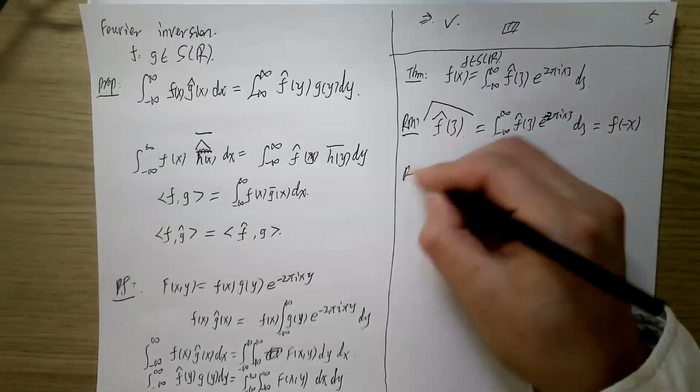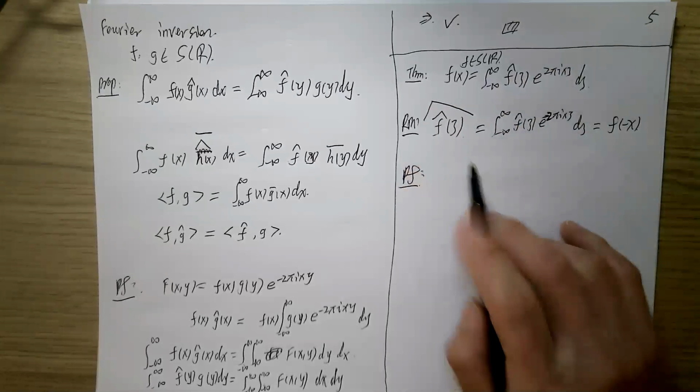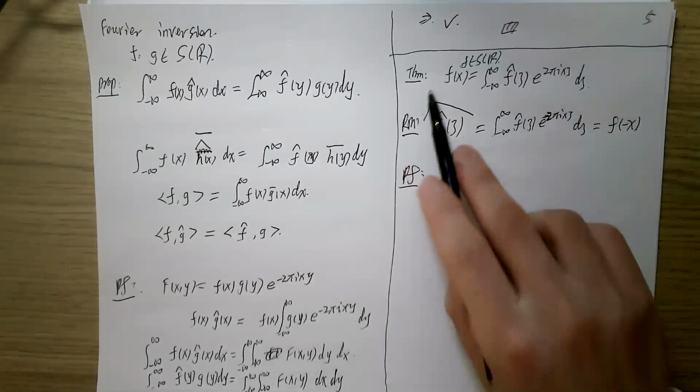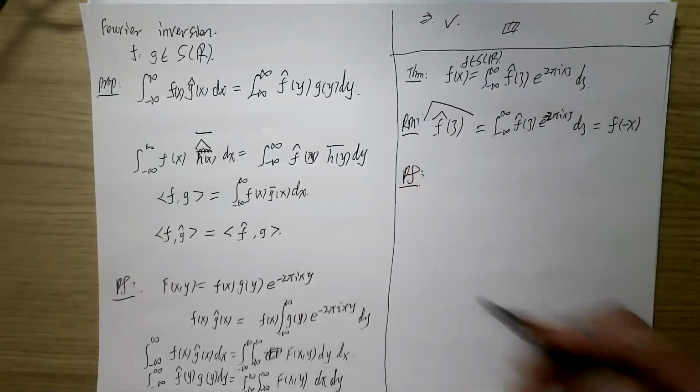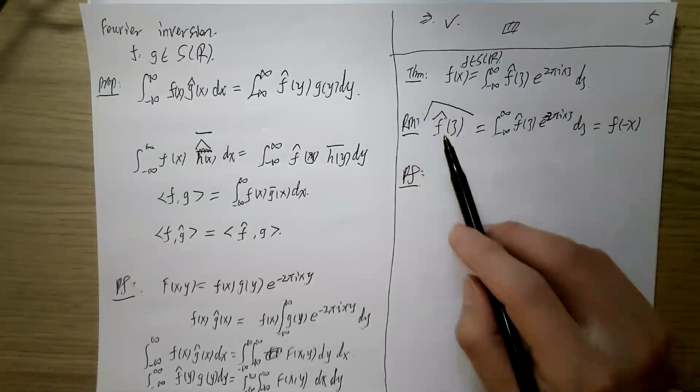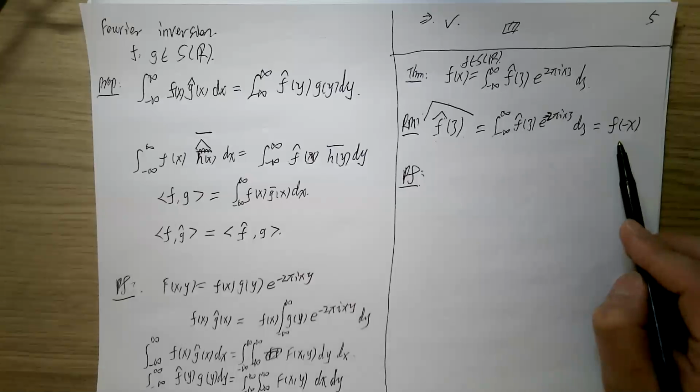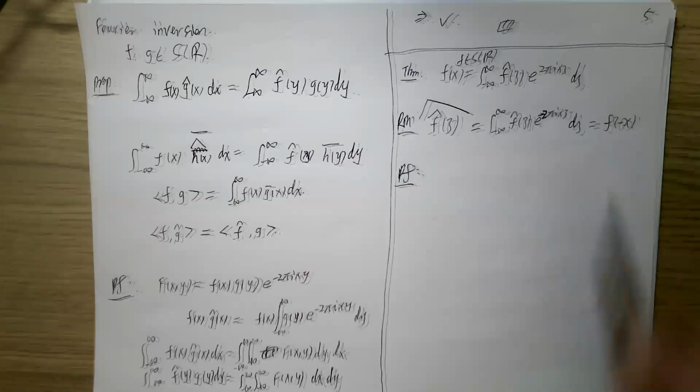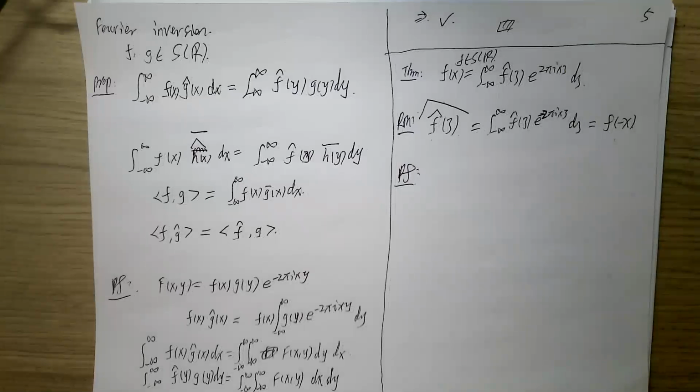So let's try to prove it. So this also means if you take the Fourier transform and the Fourier transform again, because you take it twice, you get from f(x) to f(minus x). So if you take it 4 times, you get from f(x) to f(x). Okay? So let's prove it.